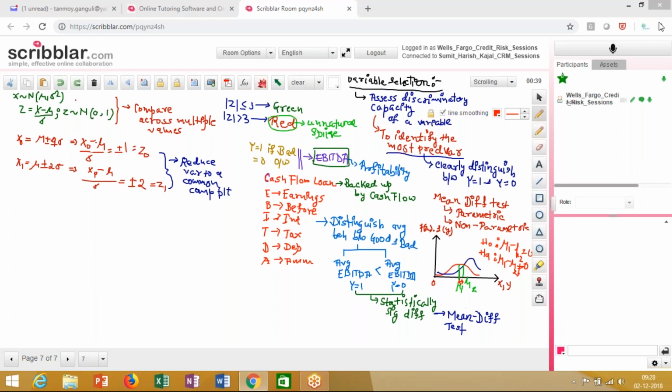Okay, so any questions up to this part? Is this idea of mean difference test clear? Perfect.